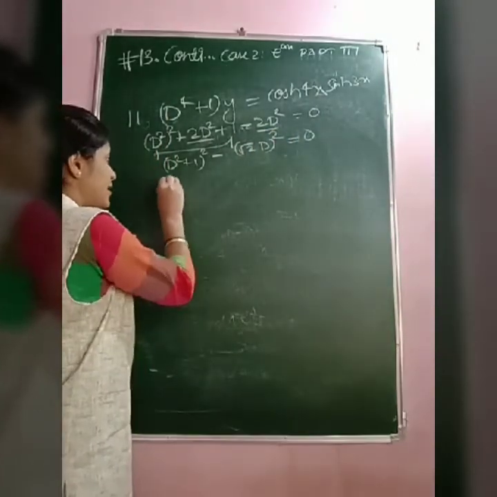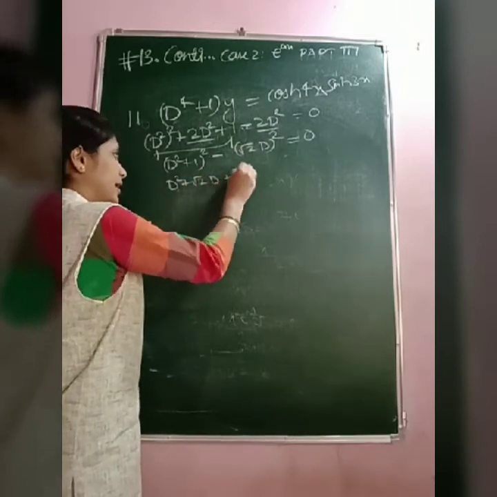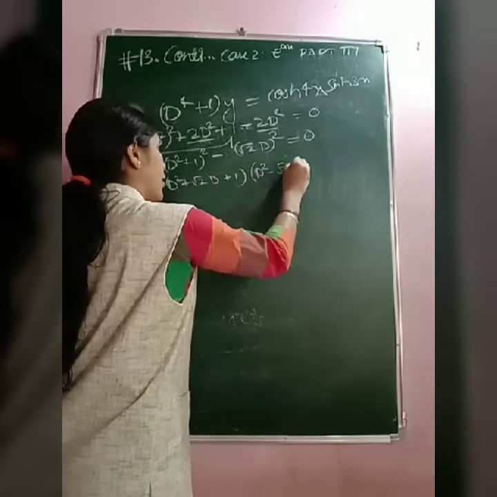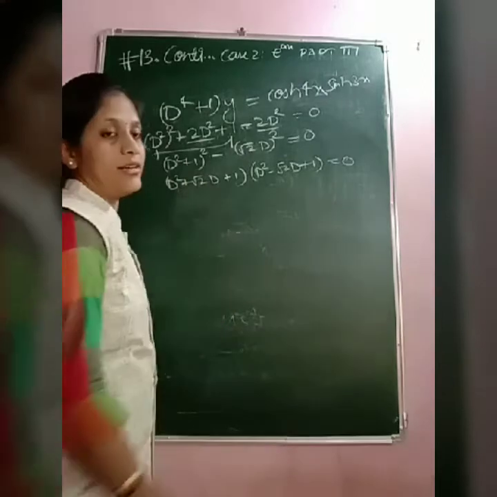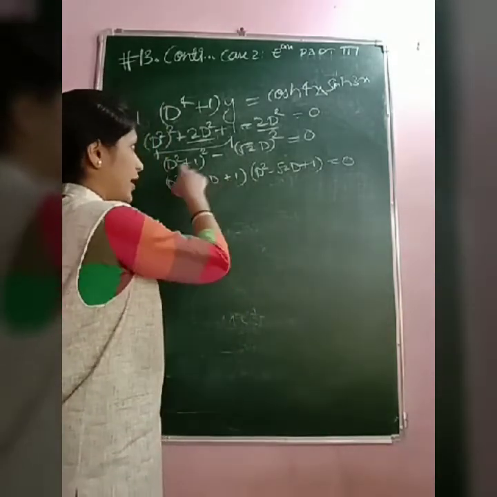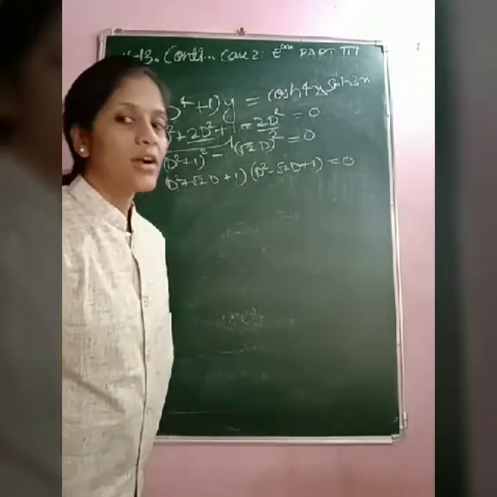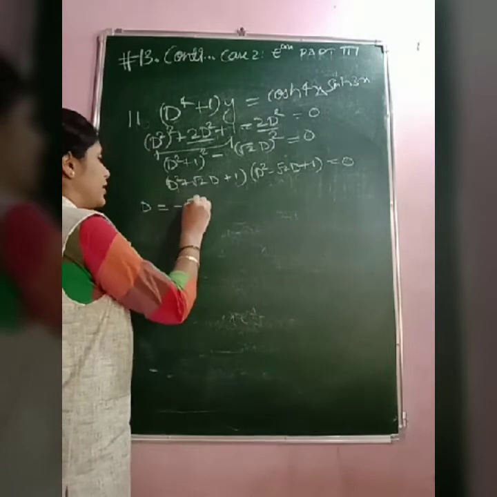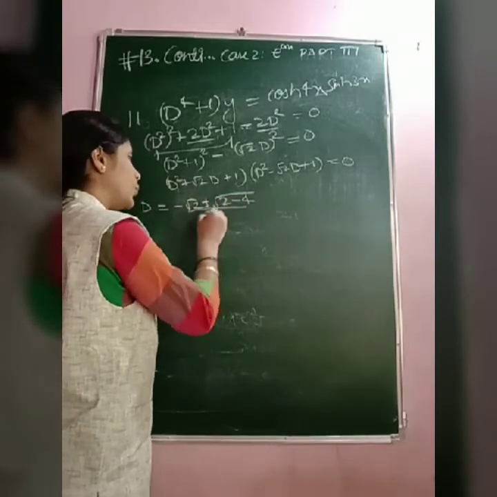This can be written as (a + b)(a − b). What I have done: the plus 1 I have written outside. So (D² + √2 D + 1)(D² − √2 D + 1). This happens to be a quadratic, so D = (−b ± √(b² − 4ac))/2a.